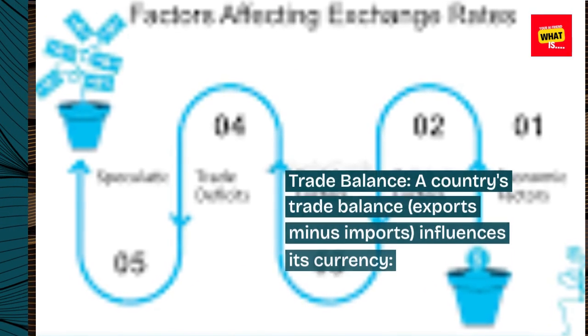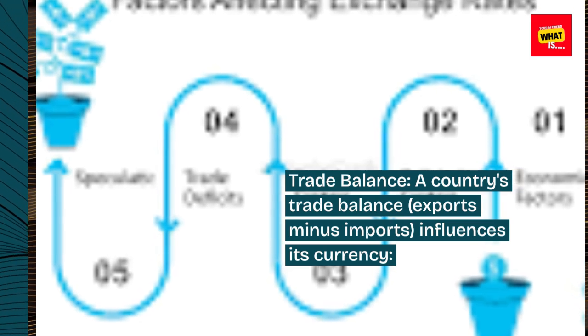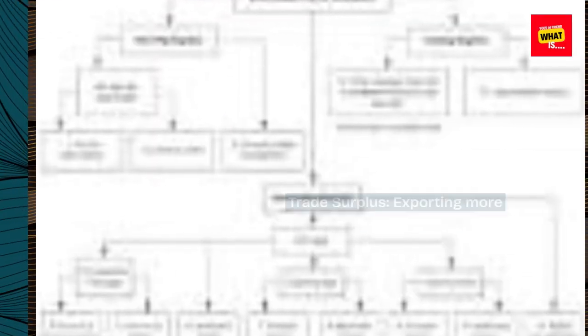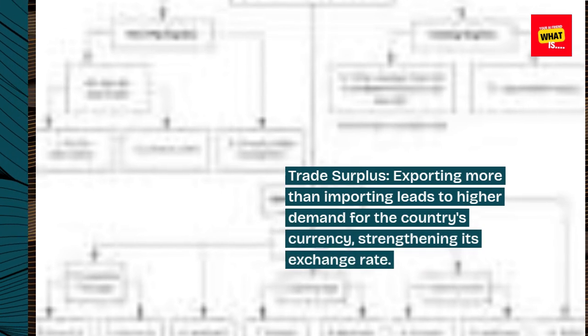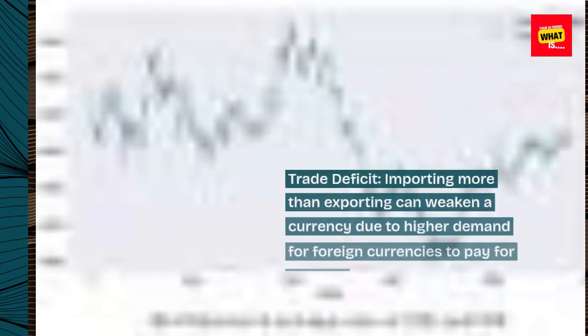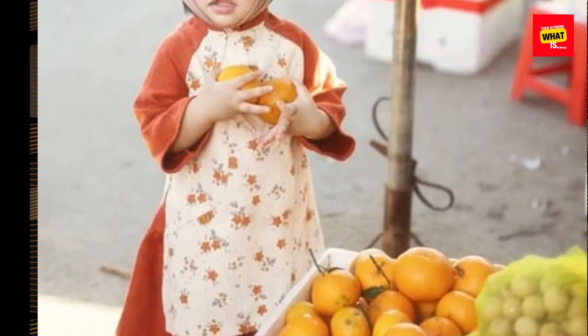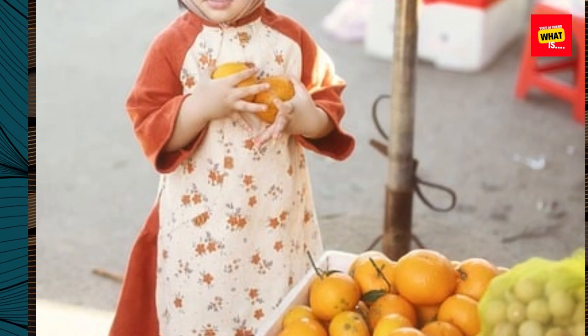Trade balance. A country's trade balance, exports minus imports, influences its currency. Trade surplus. Exporting more than importing leads to higher demand for the country's currency, strengthening its exchange rate. Trade deficit. Importing more than exporting can weaken a currency due to higher demand for foreign currencies to pay for imports. Market sentiment and speculation.